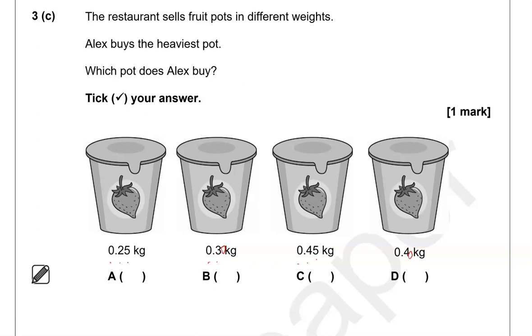So we've got zeros as the first digit for all of them. So that means we're going to look at the second digit. This is a 2, this is a 3, this is a 4, and this is a 4. So these two will be smaller, so we're comparing between this one and this one. Now looking at the next digit to help us decide, that's a 5 and that's a 0. So that tells us that C is the heaviest pot.